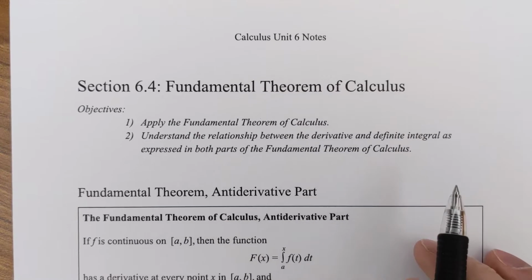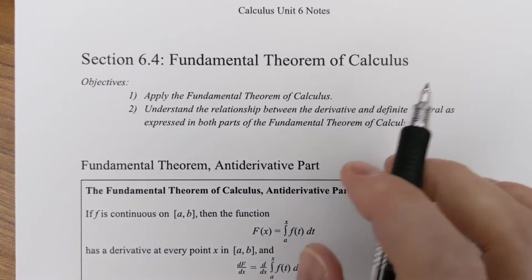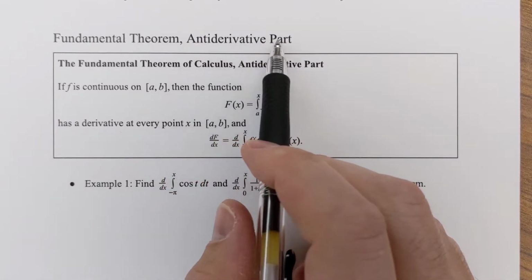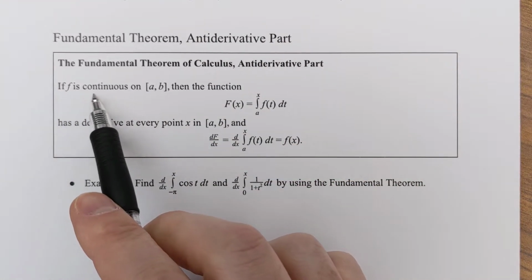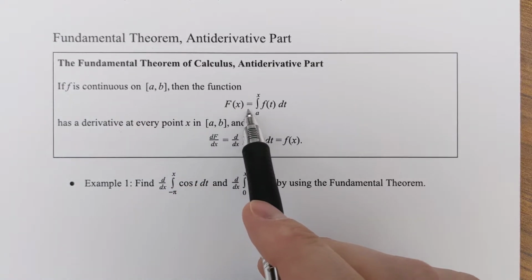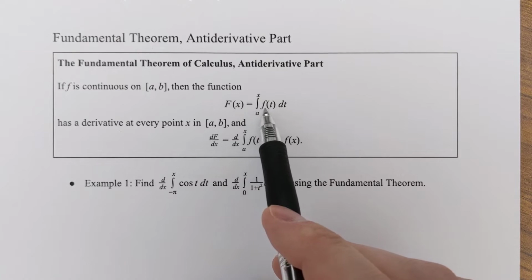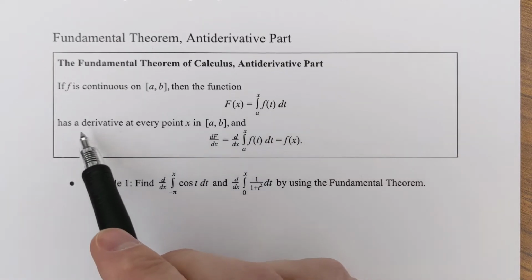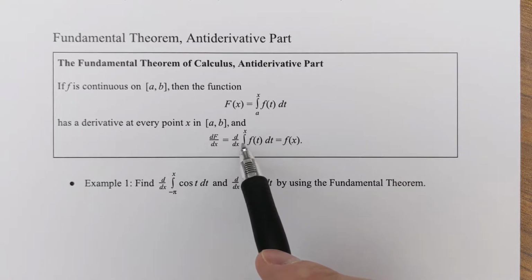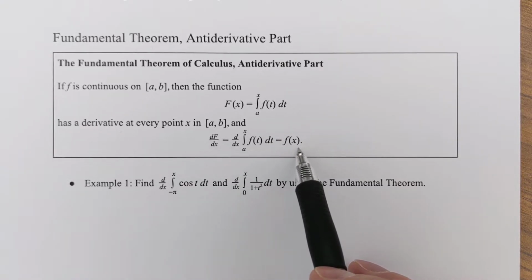So we have the notes for section 6.4, which deals with the fundamental theorem of calculus. The fundamental theorem, the antiderivative part, says if f is continuous on some interval a to b, then the function capital F of x is equal to the integral from a to x of f of t dt has a derivative, so that the derivative of capital F is equal to the derivative of the integral, which is just a function with x plugged in.